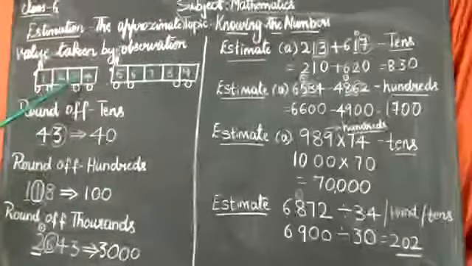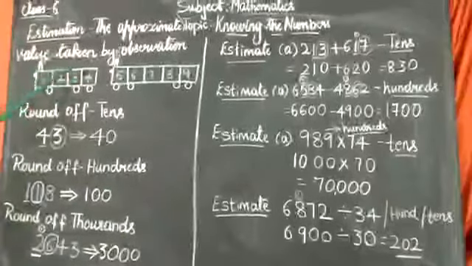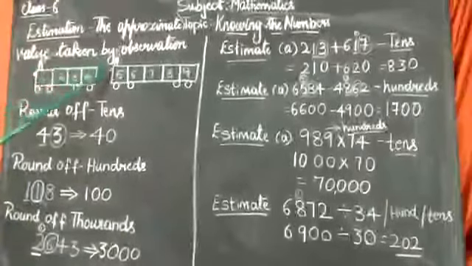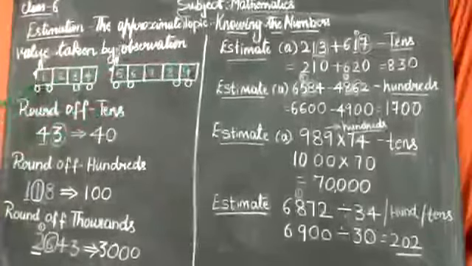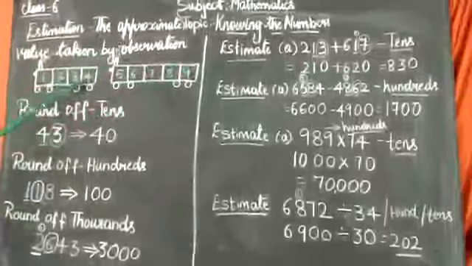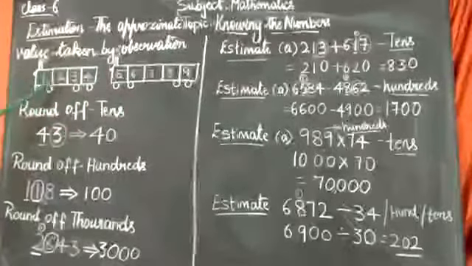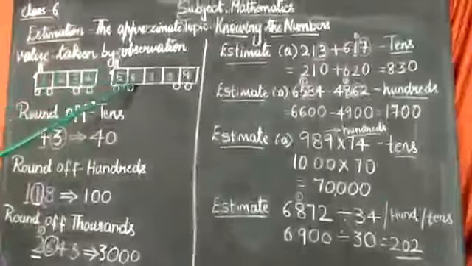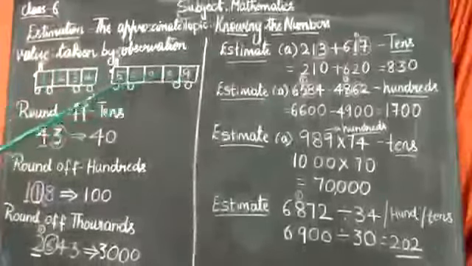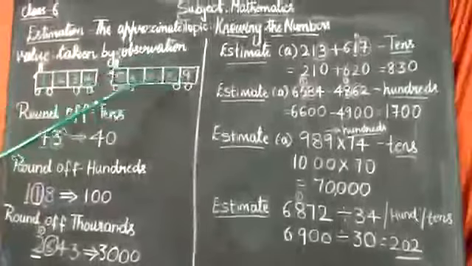Let me consider a train. This is the first family train. This is the second family train. The first family train has the numbers 1, 2, 3, 4. That is less than 5. The second family has the numbers 5, 6, 7, 8, 9. That is more than 5.